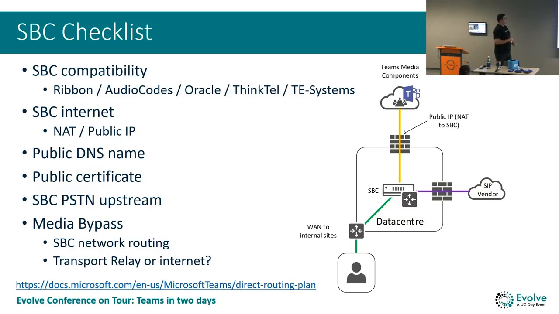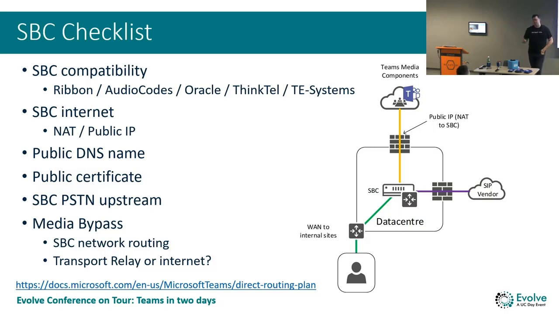So to be able to do direct routing, you need to have an SBC from these vendors. The primary three, I guess, being Ribbon, AudioCodes and Oracle. This URL down the bottom here, if you search for planning direct routing, has an entire list that walks you through these things. So that has the SBC versions and SBC edition models and firmware versions that are supported for direct routing. You have to have some sort of internet connectivity for your SBC.